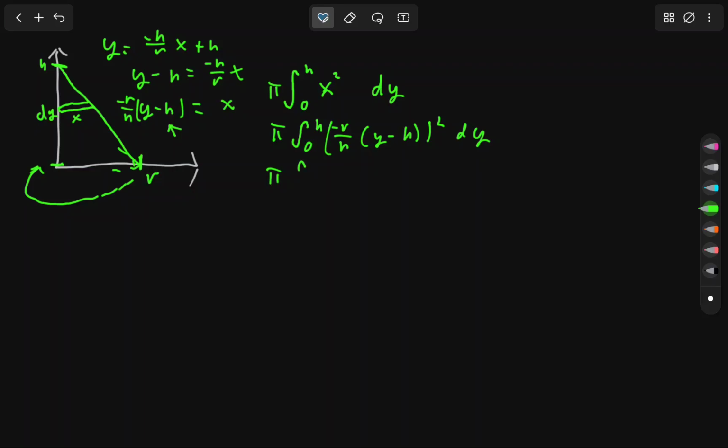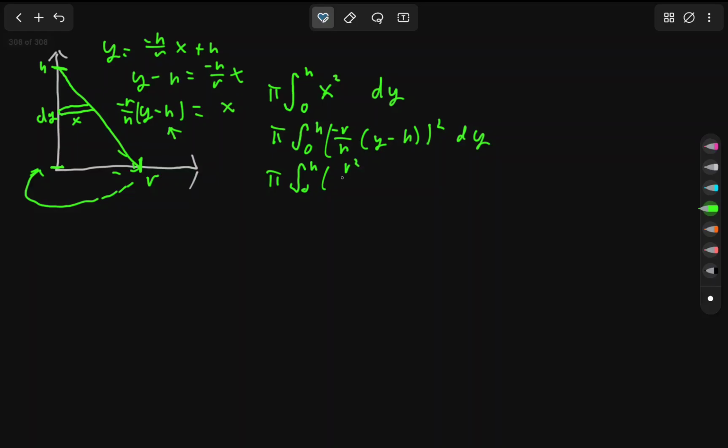So we now get pi times the integral from 0 to h of r squared over h squared, and then in parentheses, I have to also apply the exponent here. So we get y squared minus 2yh, plus h squared. And we're taking the integral of that with respect to y. We're going to pull out this r squared over h squared, so we get pi r squared divided by h squared, and we're just going to evaluate this integral.